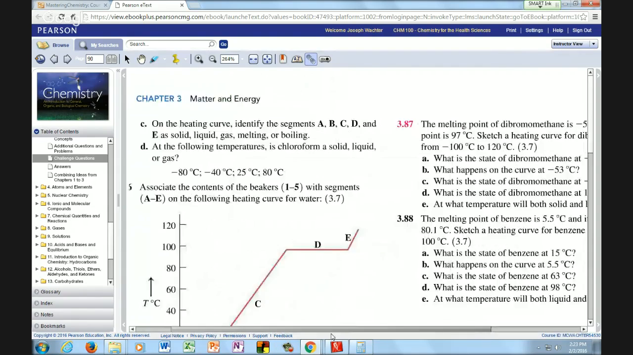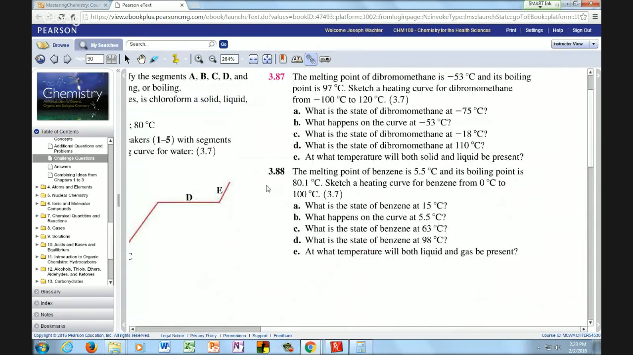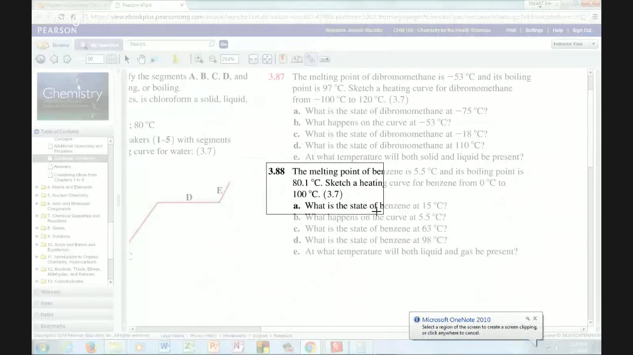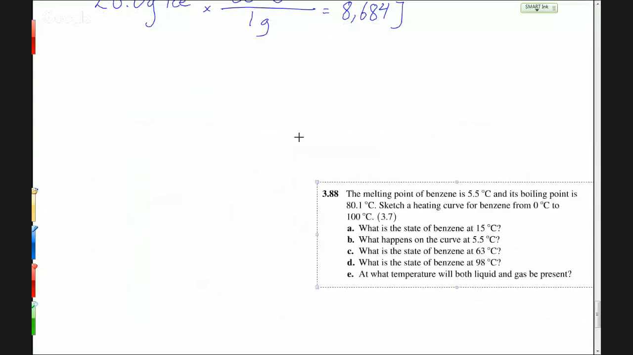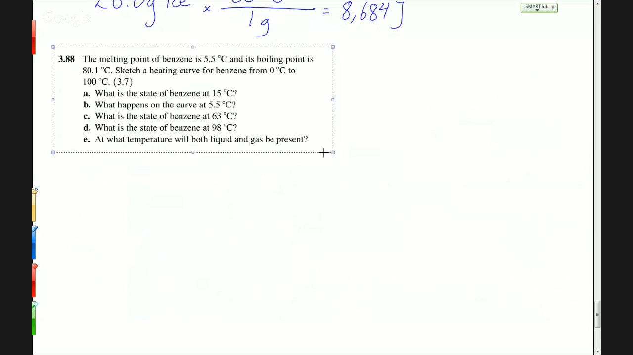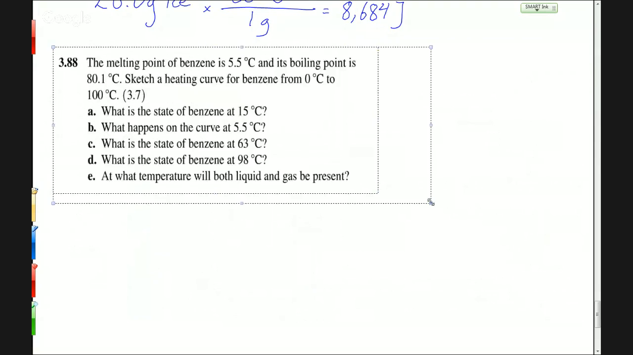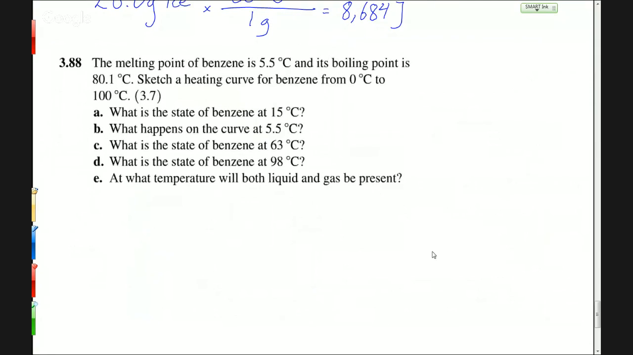One thing that we can do with heating curves, we looked at heating curves of water, but we can also look at heating curves for non-water things. So you might have done this one in your homework. Let's look at it together. We're looking at a substance called benzene. Has anybody ever used benzene before? No.